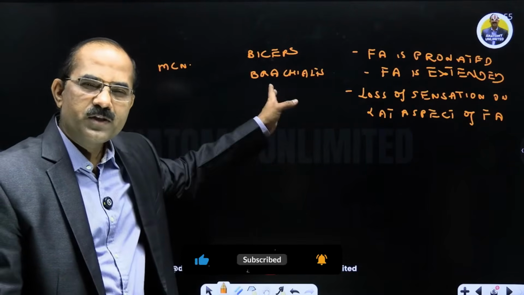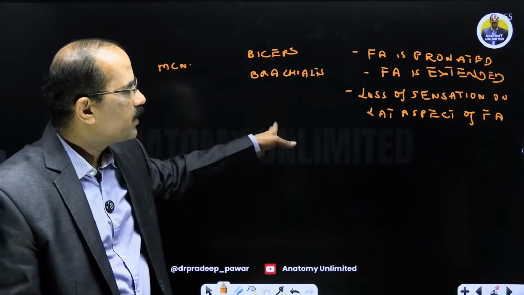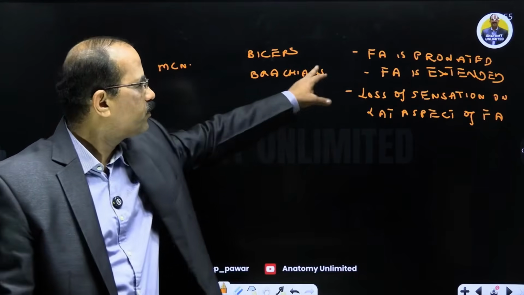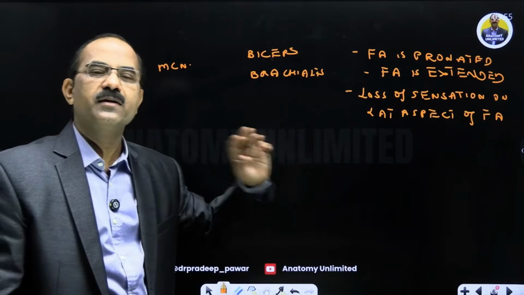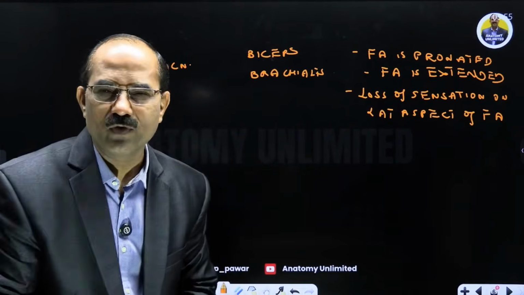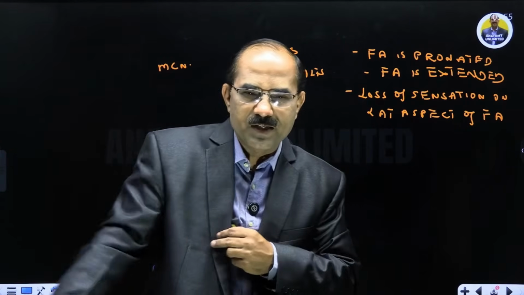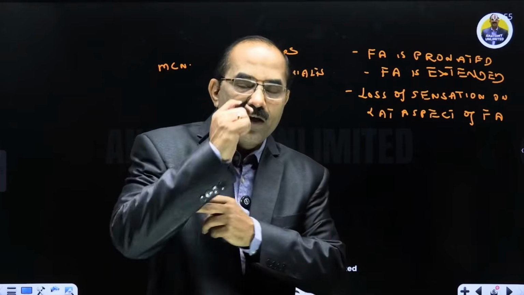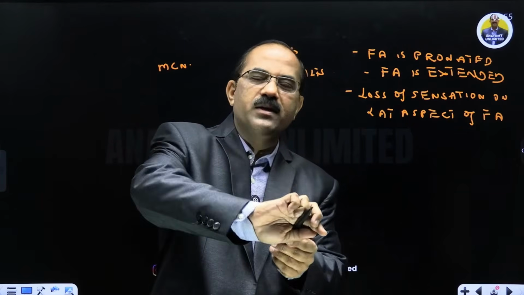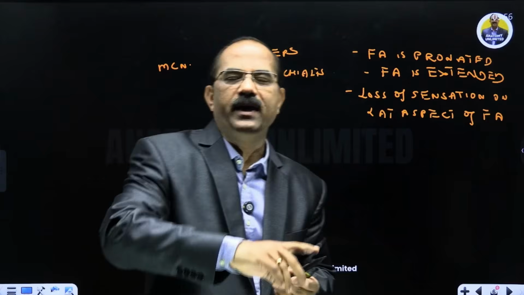Musculocutaneous nerve, biceps is paralyzed, so forearm is pronated. Brachialis is paralyzed, so forearm is extended. Forearm is pronated, forearm is extended, and there is a loss of sensations on the lateral aspect of forearm. This is Erb's paralysis. How is the position of upper limb? Arm is adducted, arm is medially rotated, forearm is extended, forearm is pronated, and there's a policeman's tip hand.